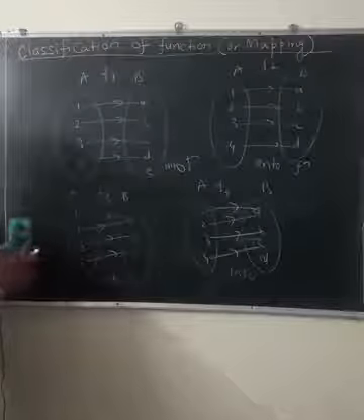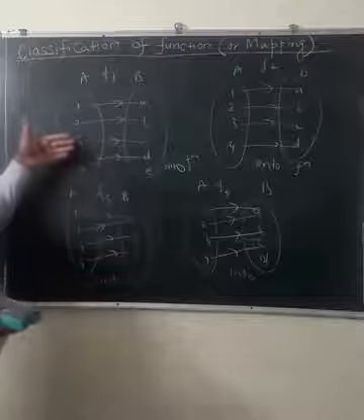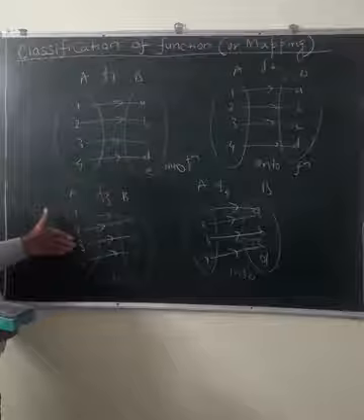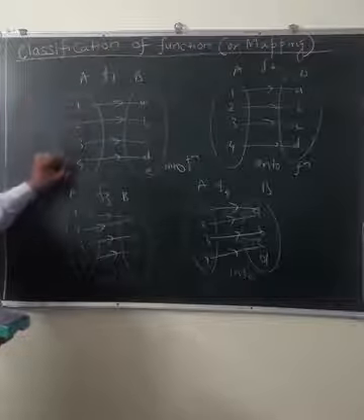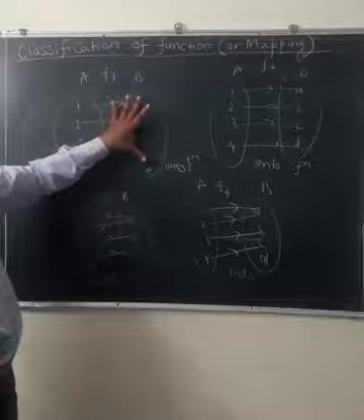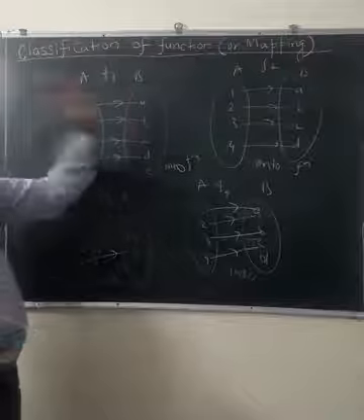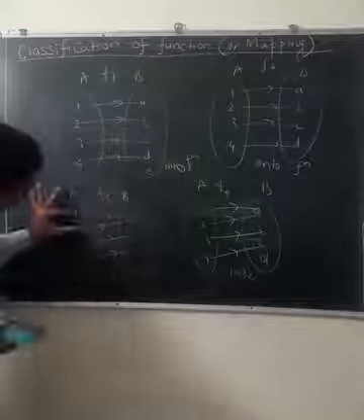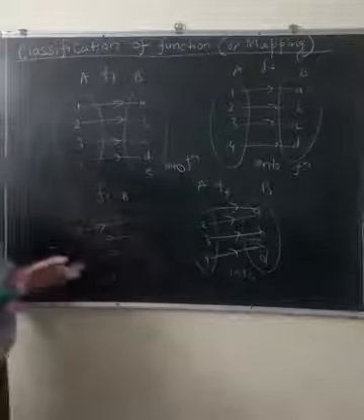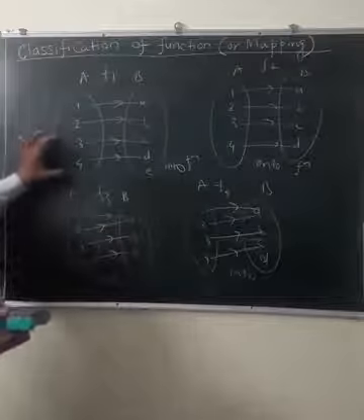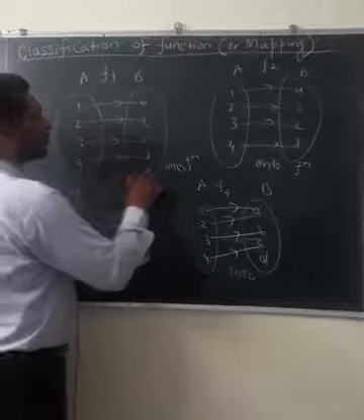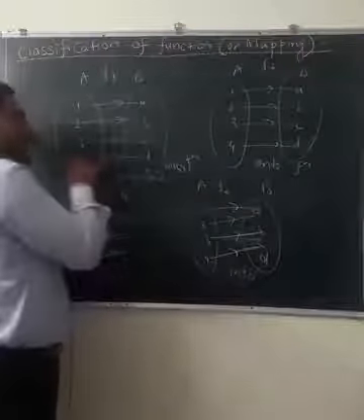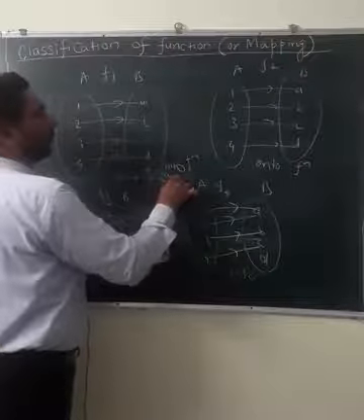Next point, next difference. What is the difference between these two functions? In this function, every element of domain has different images. All elements have different images. One element has one image. But here, two elements are there which have the same image. Okay? So this is our one-one function. And this function will be one-one and into.